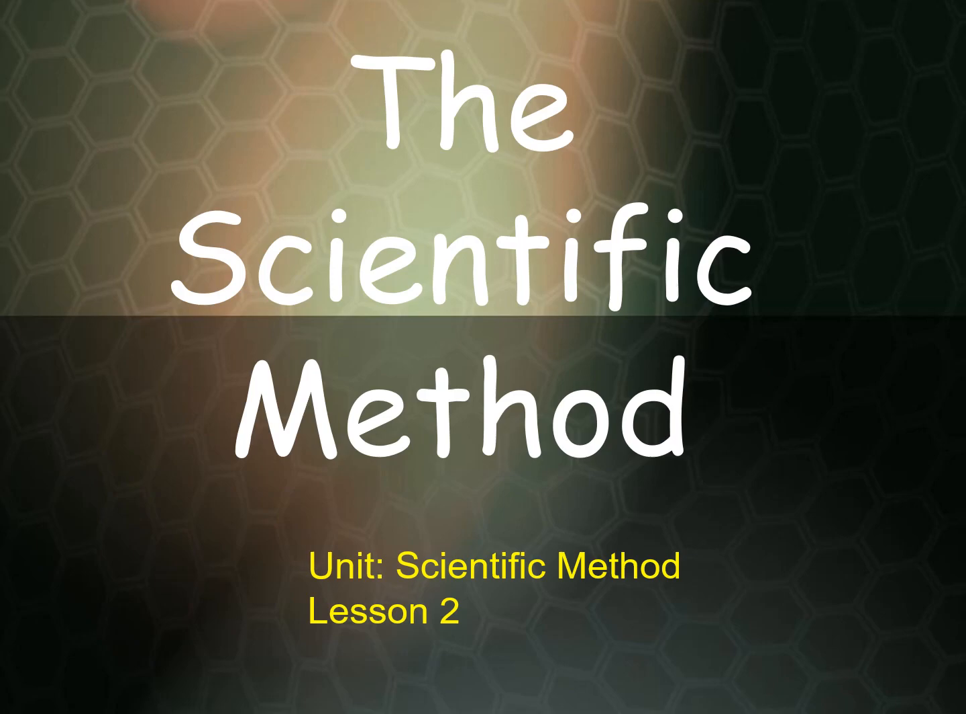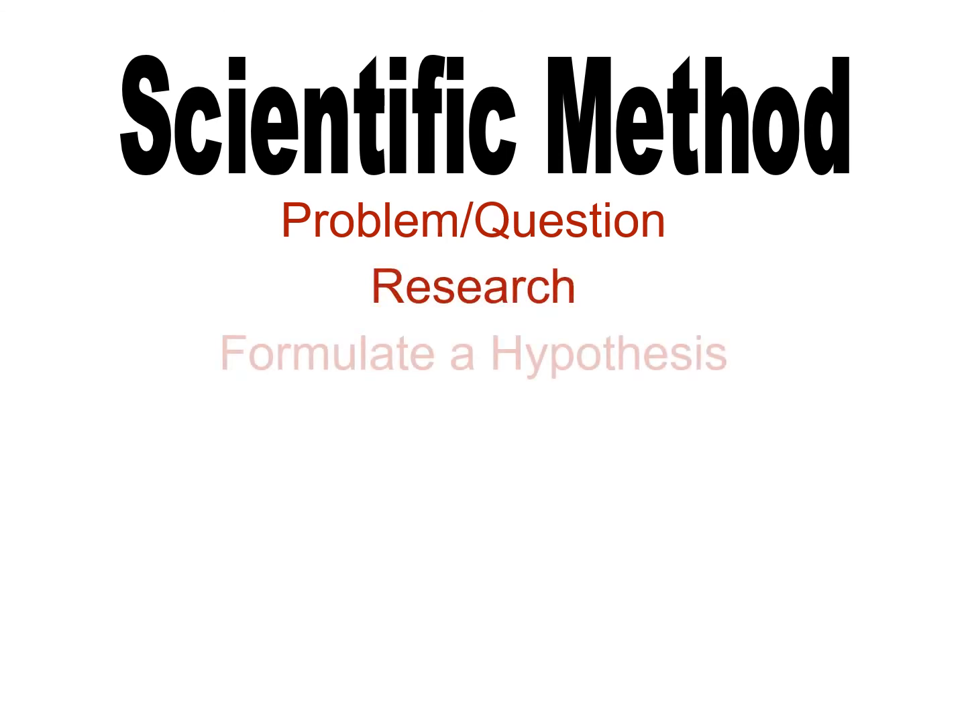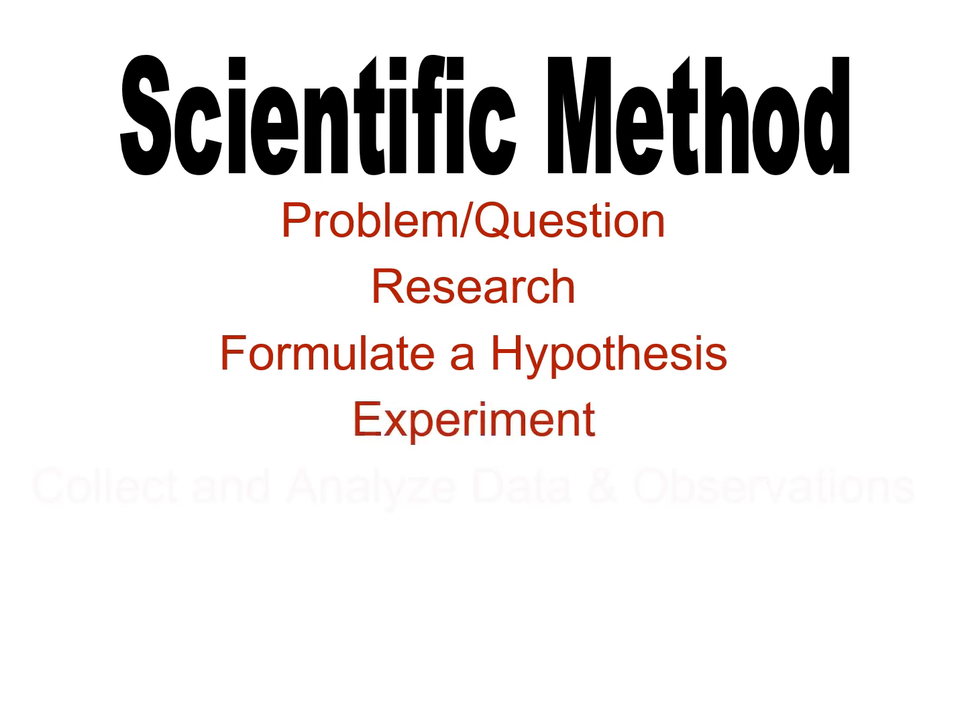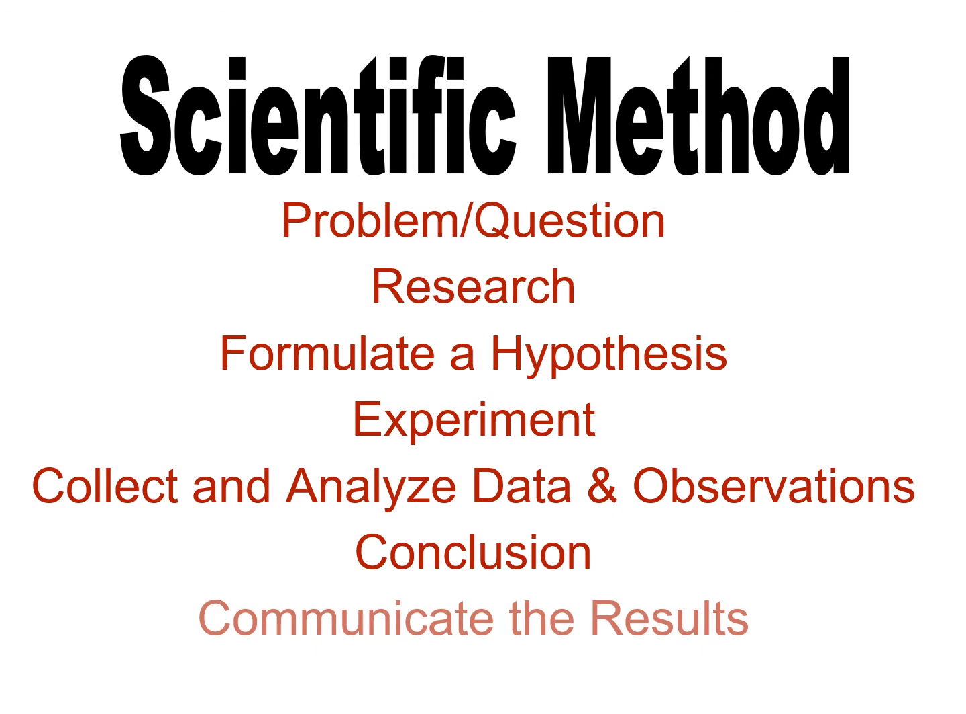Okay, so if we look at the scientific method, the first part is the problem or the question. You then have to do some research, and after your research, you formulate a hypothesis. You then write and conduct the experiment and trials, and from those experiments and trials, you collect and analyze data and make observations. There's that observation piece I told you would be going with the scientific method. After you have all of this data and these observations, you're then going to draw conclusions. After you draw conclusions, you're going to communicate the results.